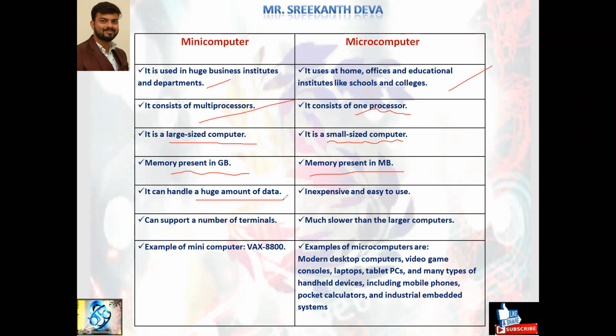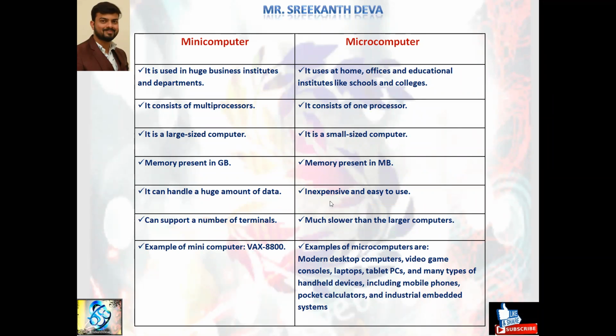It can handle a huge amount of data in minicomputers. Comparatively, microcomputers are inexpensive and easy to use. They are lesser in size compared to minicomputers. They can support a number of terminals, much slower than larger computers. The best example is VAX 8800, and so on; several minicomputer examples are available in the market. Coming to microcomputers, suitable examples are modern desktop computers, video game consoles, laptops, tablet PCs. Don't get any confusion here; for ease of understanding, I represented GBs and MBs.